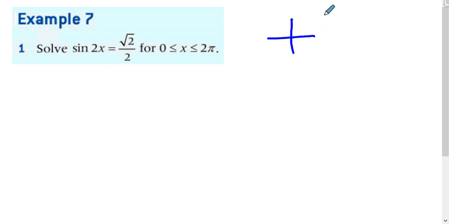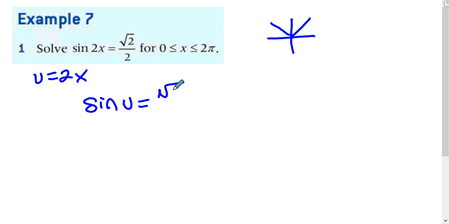Okay, so I have to know where my values are the square root of 2 over 2. So the square root of 2 over 2 are always at those 45-degree increments. So that's right there, and it's positive, so that's right there as well. So now I'm looking at where my heights are, those values. And again, instead of the 2x, we're going to just make that a u, and then we'll come back and we'll work with the fact that it's 2x.